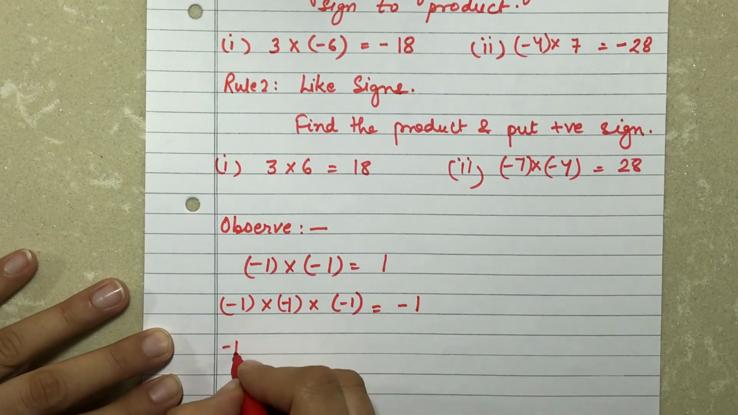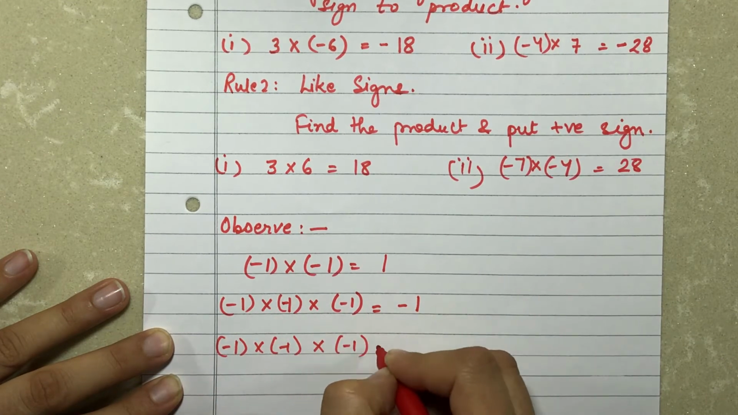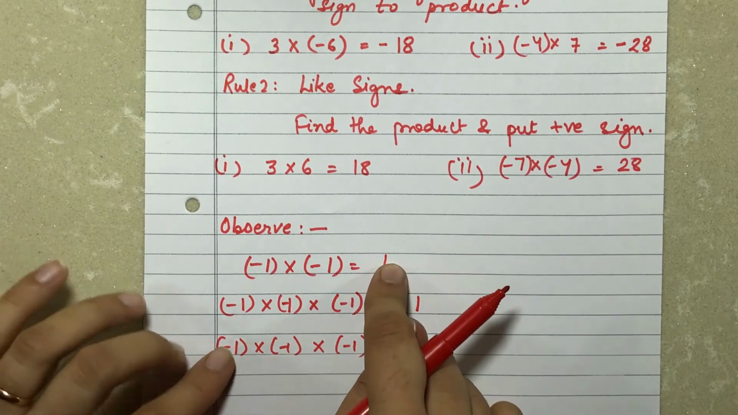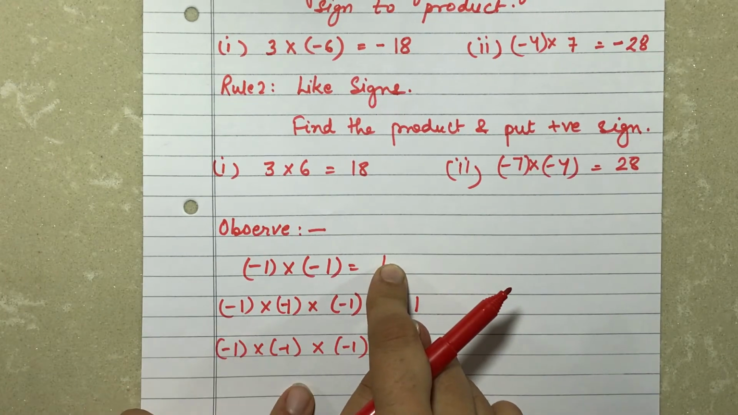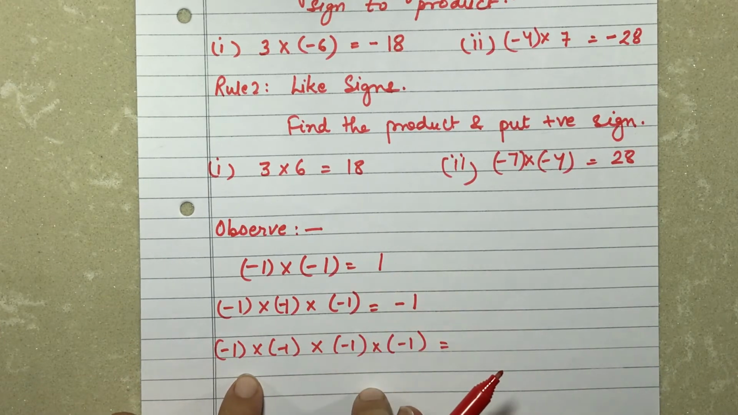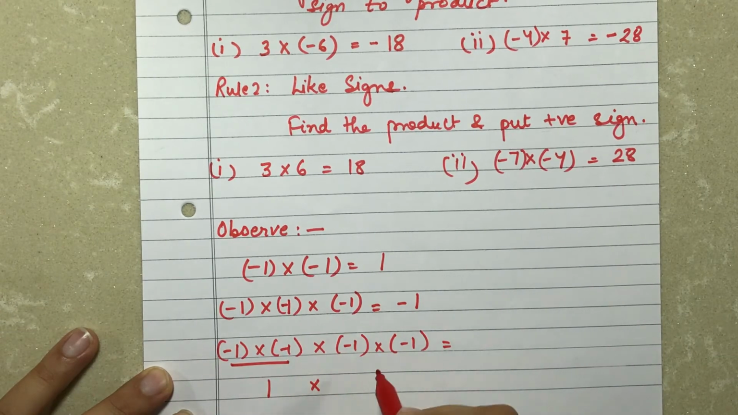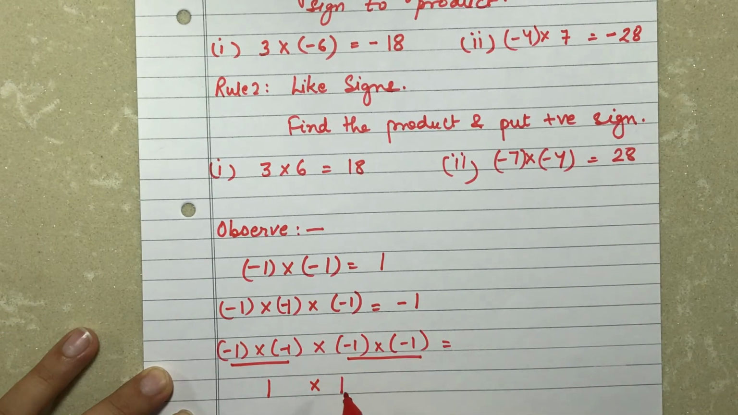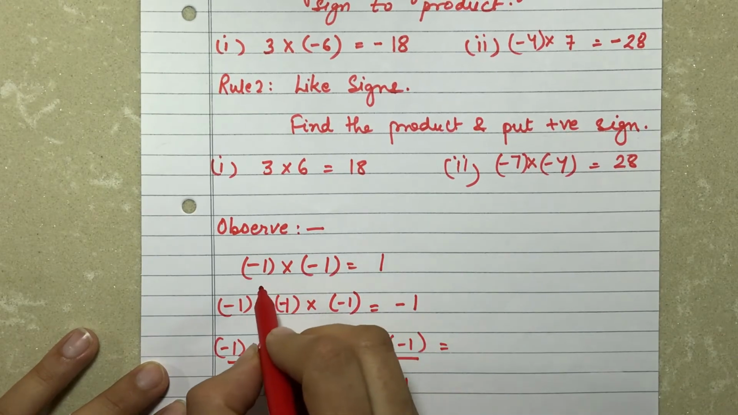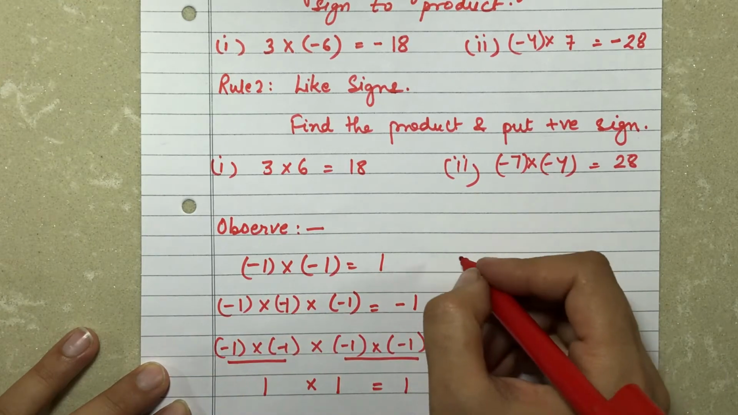Again, if I have minus 1 into minus 1 into minus 1 into minus 1. Now minus 1 into minus 1 is 1. This becomes 1. Again minus 1 into minus 1 is 1. Now 1 into 1 will become what? I'll write it here. This becomes 1. So 1 into 1 gives me a 1. So now what do you observe? When you have two negative signs, the answer is positive.